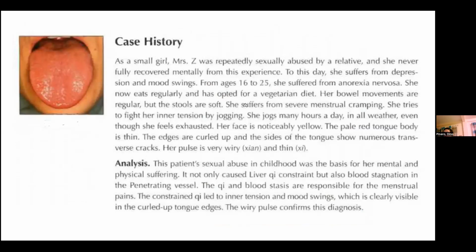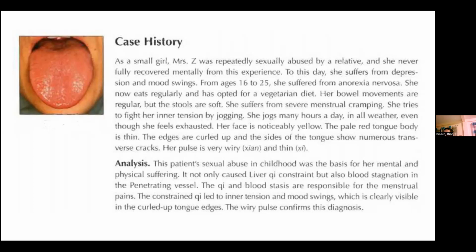As a small girl, Mrs. Zay was repeatedly sexually abused by a relative, and she never fully recovered mentally from this experience. To this day, she suffers from depression and mood swings. From ages 16 to 25, she suffered from anorexia nervosa. She now eats regularly and has opted for a vegetarian diet. Her bowel movements are regular, but the stools are soft. She suffers from severe menstrual cramping.